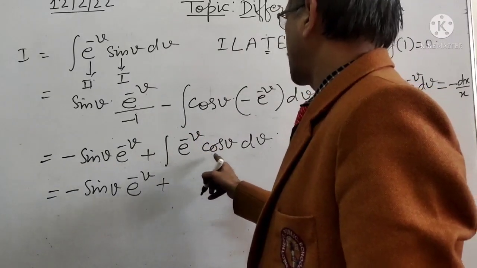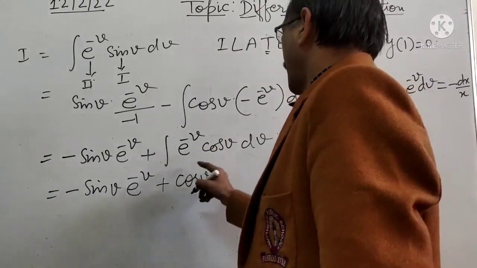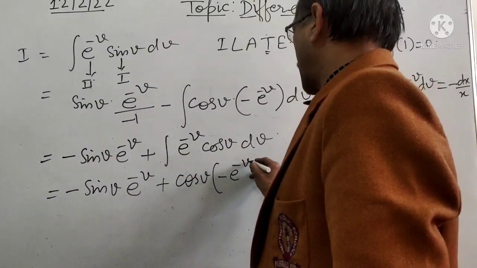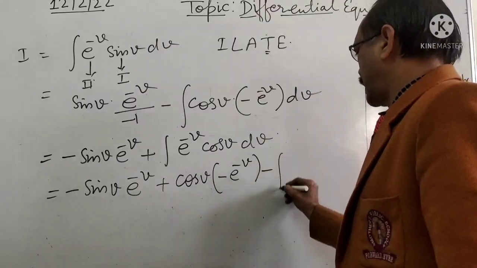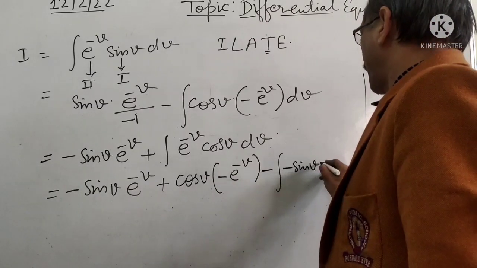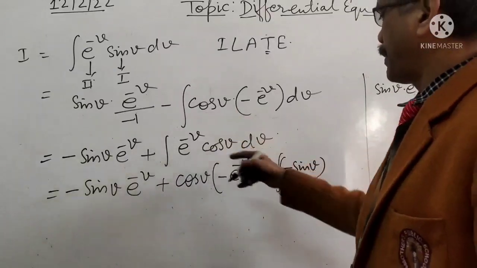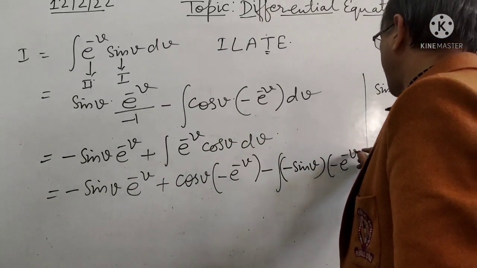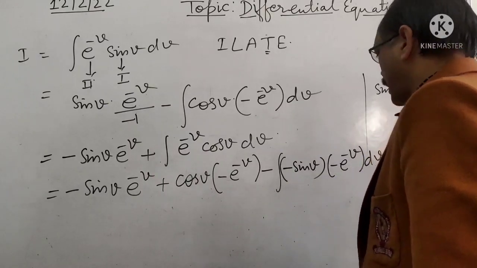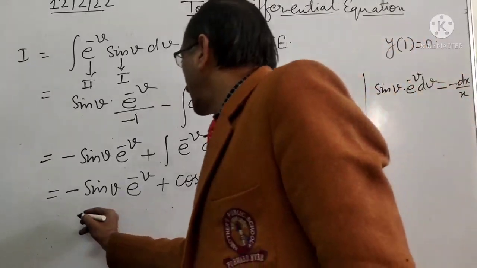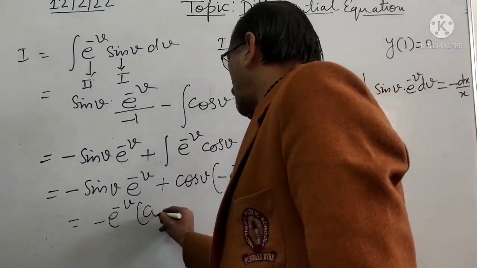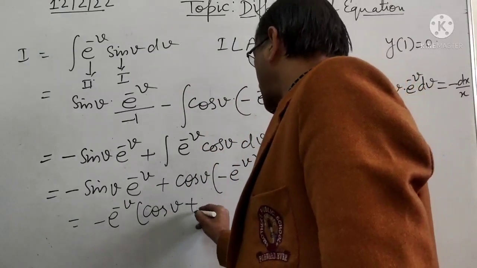So here the first function is cos v, the second function is e power minus v. So it is minus e power minus v, minus integration. Derivative of cos v is minus sin v. Integration of e power minus v is minus e power minus v dv. Then e power minus v is common, so it is cos v plus sin v.